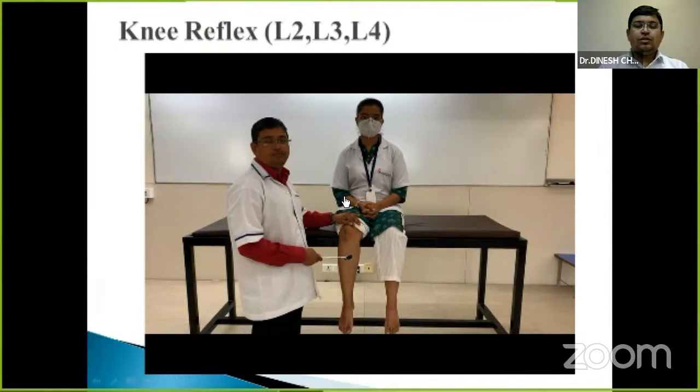Here, palpation of the patellar tendon is very important: just above the tibial tuberosity and below the inferior pole of the patella. That soft padding is the patellar tendon. There you hit and you will see the response: extension. Now we'll see how to do the same knee reflex in the supine position if the patient is not able to sit.